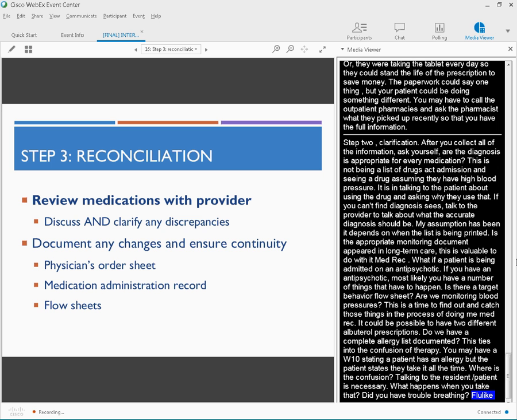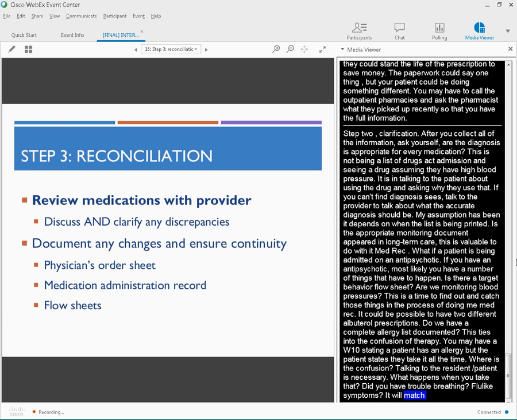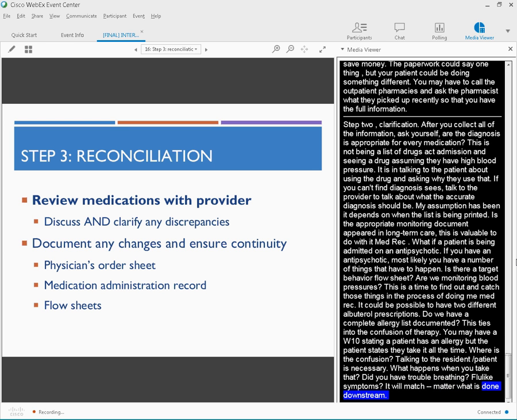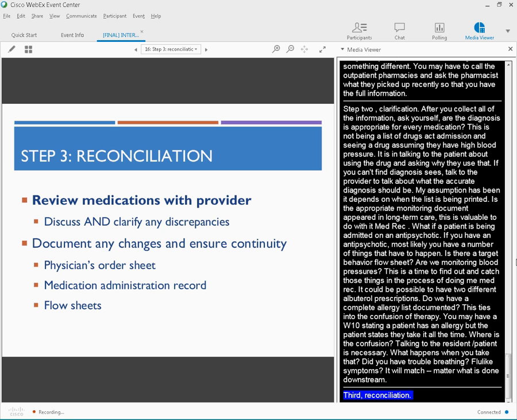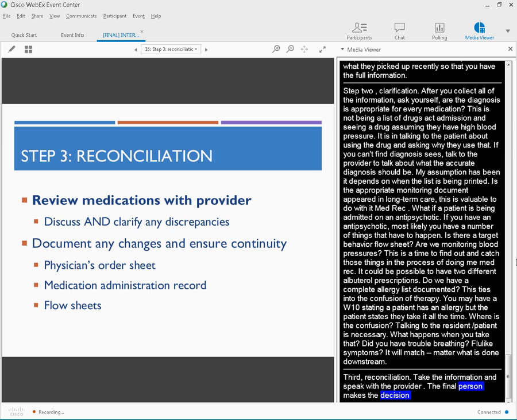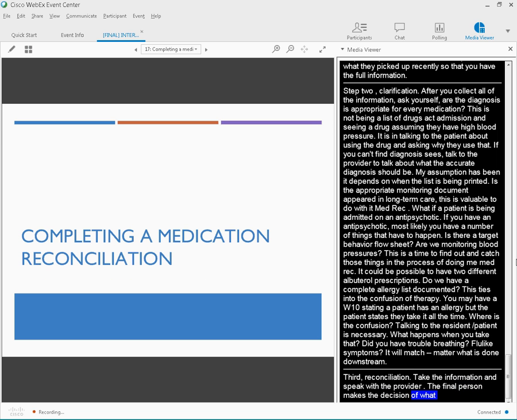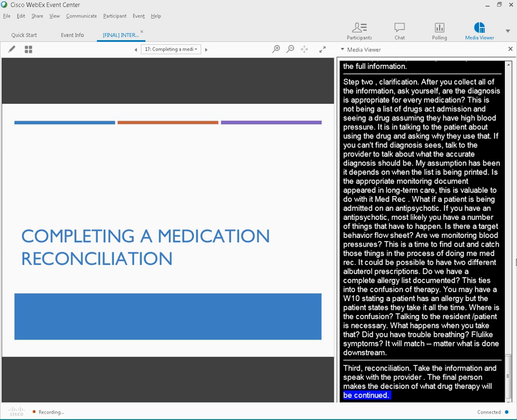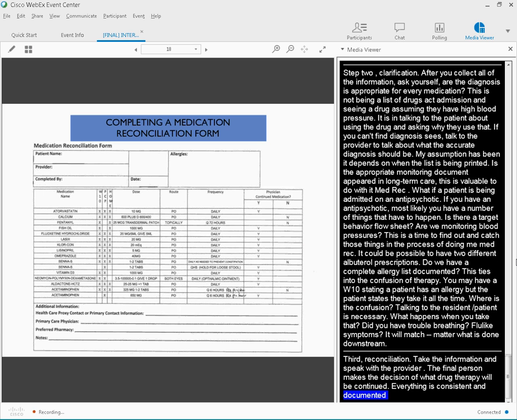The third step is the reconciliation process. This is basically when you take all the information that you have, and all of that clinical thought process, you put it together and you speak with the provider, whether it be the PA, the APRN, or the physician. And the physician, or whomever is the final person that signs off on this MedRec, makes the decision of what products and what drug therapy is going to be continued as we move forward. And that everything is consistent and documented appropriately across all forms of communication.